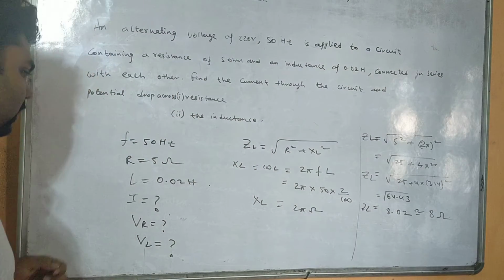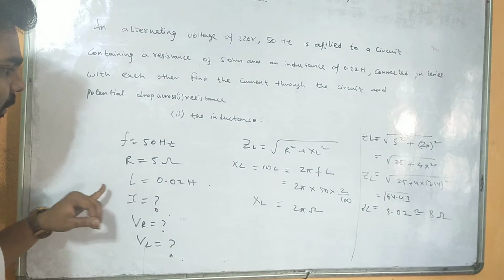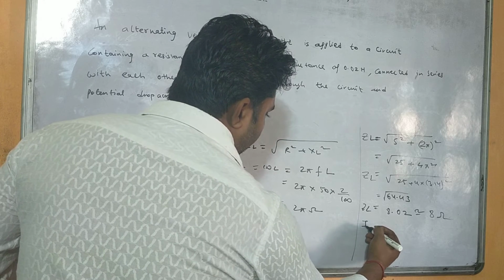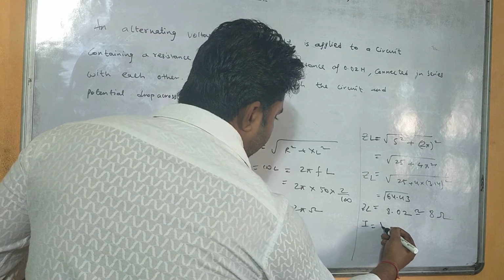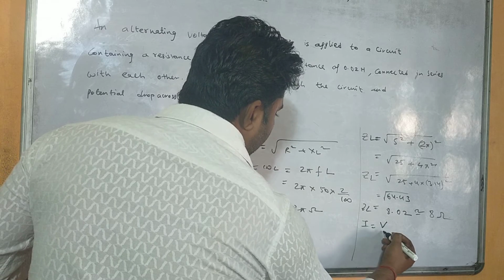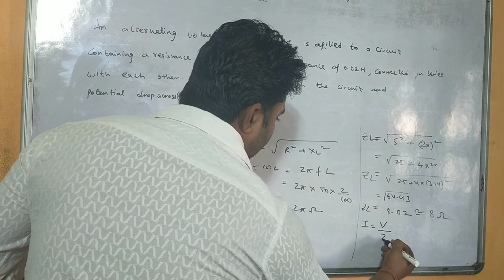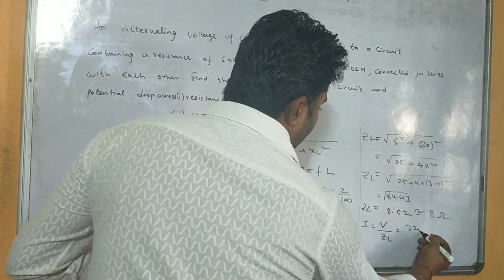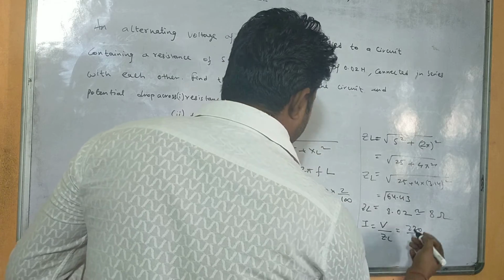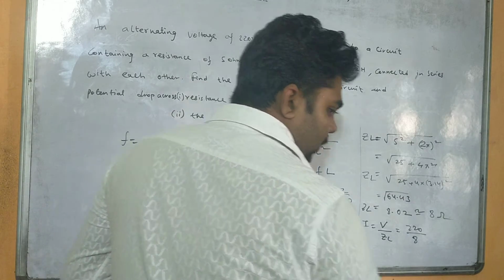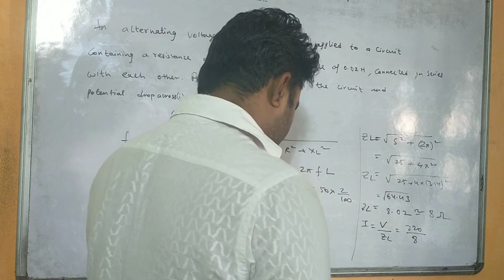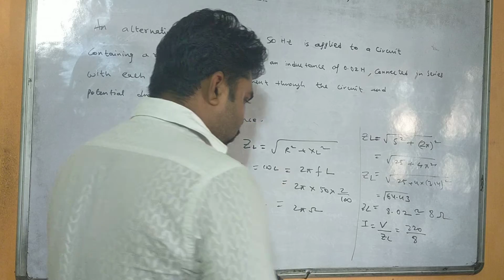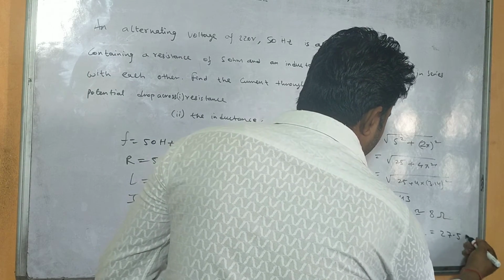After getting the Z, what is the formula for I? We know V equals IR, or I equals V by R. So that is, V is given here, and Z, that is, how much is V here in the question? It is given 220 volt. So 220 by Z, you will substitute 8, right? So if you divide this one, you will get the answer for current. So 27.5 ampere is the current.